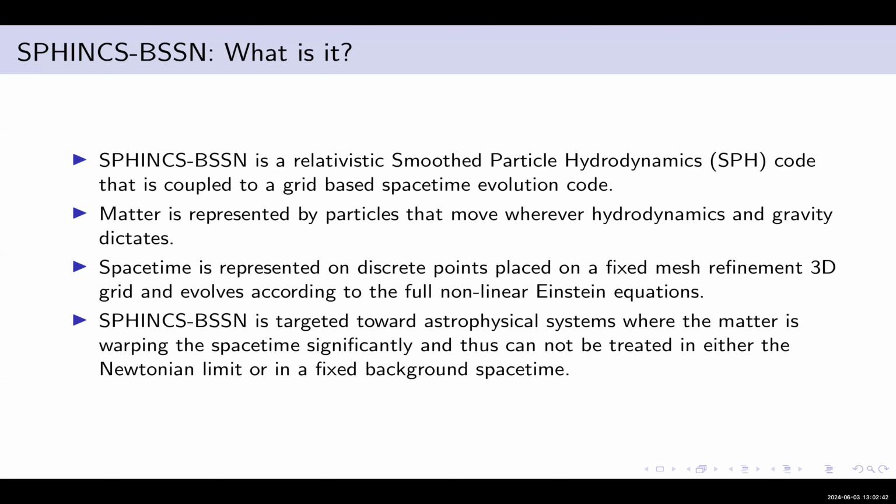And it uses BSSN, as the name implies. So this is targeted towards astrophysical systems where the matter is warping the spacetime significantly and thus cannot be treated in either the Newtonian limit or in a fixed background spacetime. So, for example, binary neutron star mergers, neutron star black hole binaries, and so on, or accretion disks around black holes and stuff like that.